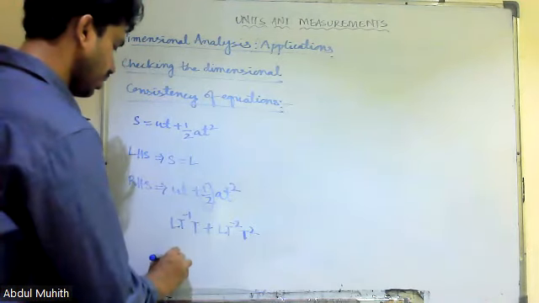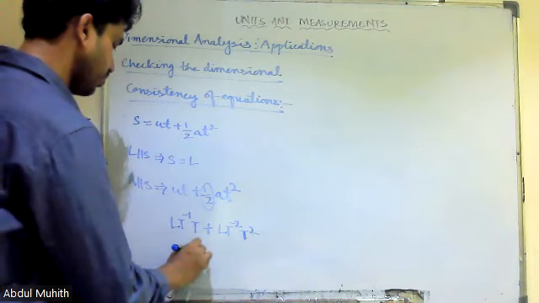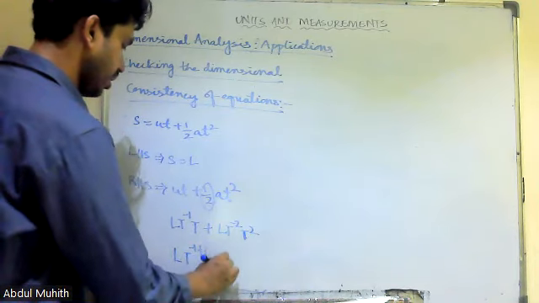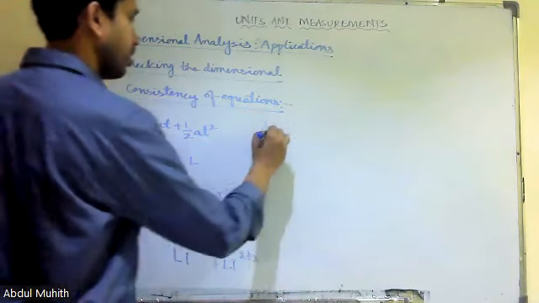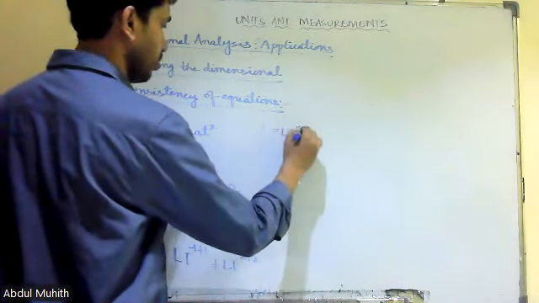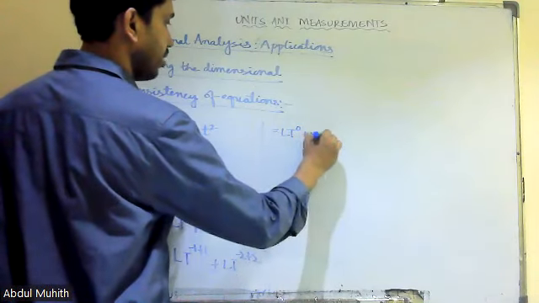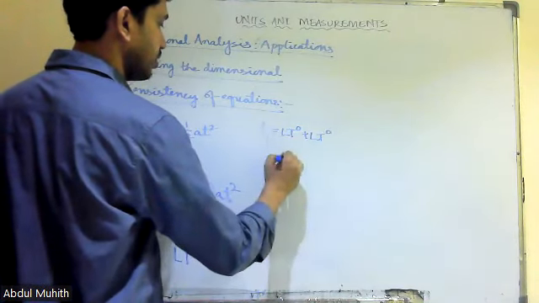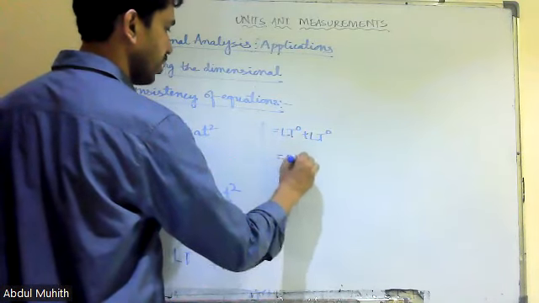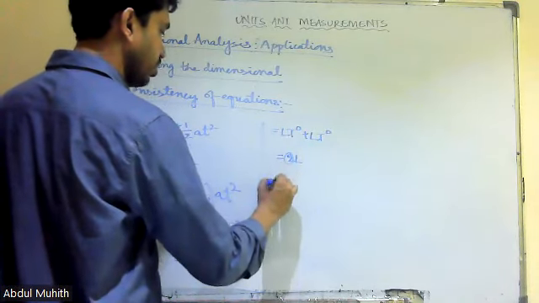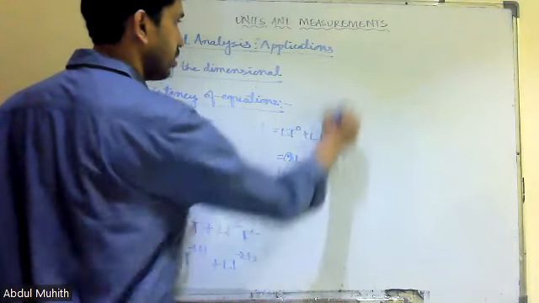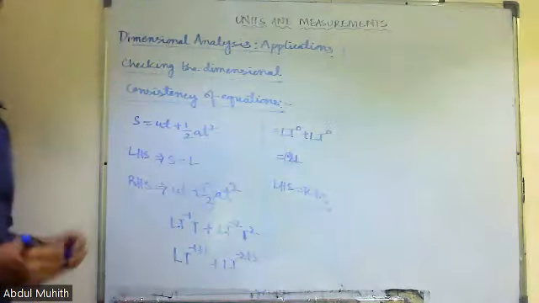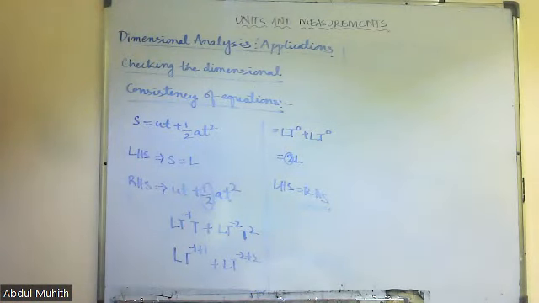So what will happen? L into T to the power of minus 1 plus 1, and here L T to the power of minus 2 plus 2. So it is equal to L T to the power of 0 plus L T to the power of 0. T to the power of 0 value is 1. So L plus L will become 2L. Again, 2 is not having any significance. So LHS equals RHS. Is it clear? Yes, sir, understood.